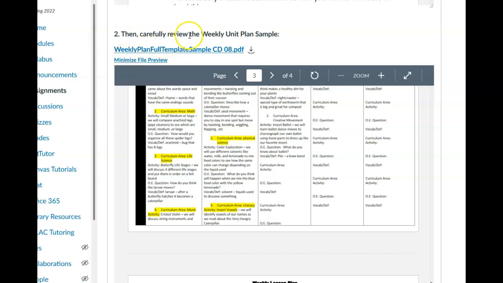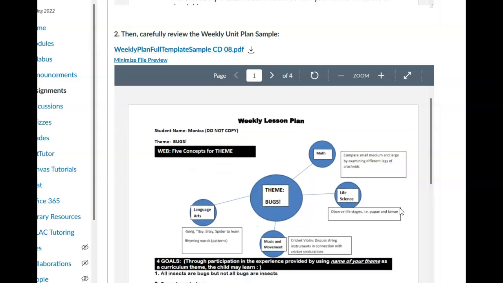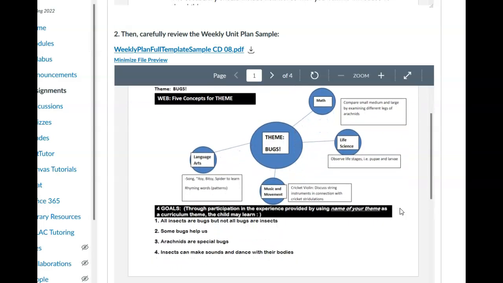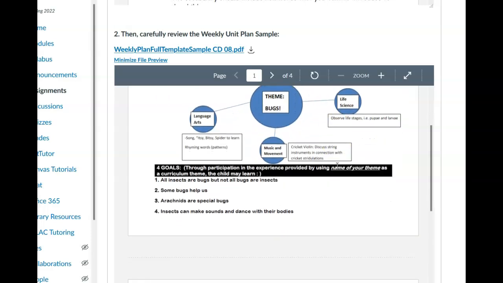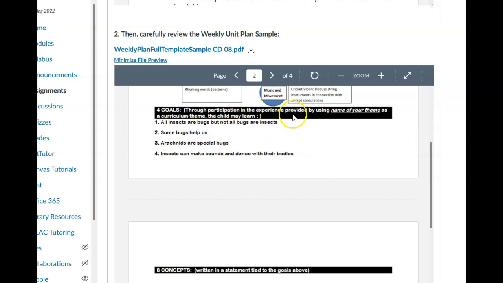Okay, so let's take a look at an example here. So this is what you're going to do second: review the weekly unit plan sample. I think that'll give you a better idea of what this looks like in practice. So you have your web, which you've already created. What are your goals? Through participation in the experience provided by using the name of your theme. So for example, by using bugs as a curriculum theme, the child may learn the following. In this case, all insects are bugs, but not all bugs are insects. Some bugs help us. Arachnids are special bugs, and insects can make sounds and dance with their bodies. So these are general goals related to the theme.